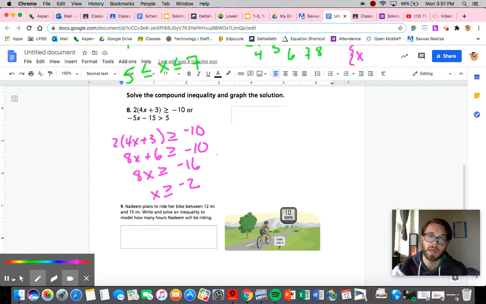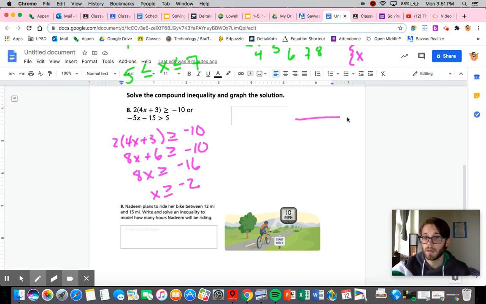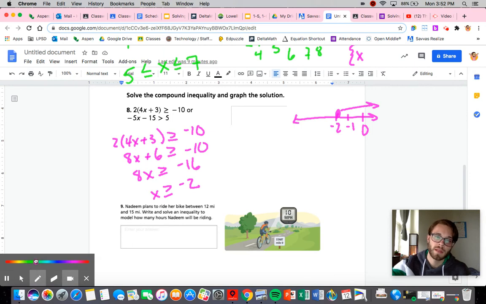All right, and then what we can actually do at this point is, I made my number line here. Here's negative 2, here's negative 1, here's 0. Okay, so we are saying a filled in circle there, and we're saying x is greater than or equal to negative 2. Okay, let's use a different color for the other side.